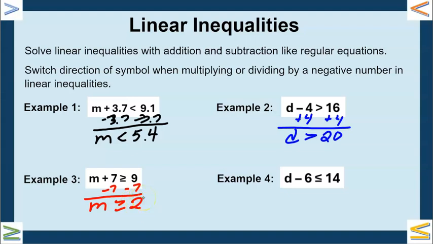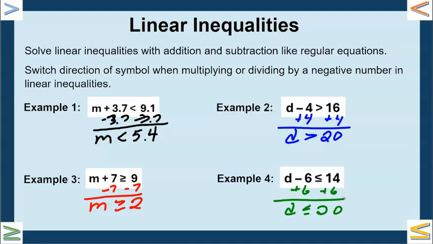In example 4, d minus 6 is less than or equal to 14. The opposite of subtracting 6 is adding 6, so I'm going to add 6 to both sides. And I have d is less than or equal to 20. So these are all examples where we were adding and subtracting to get the variable by itself.